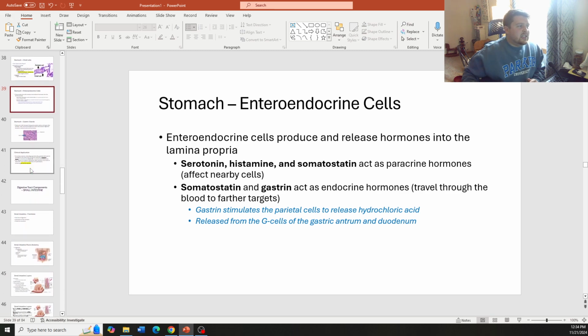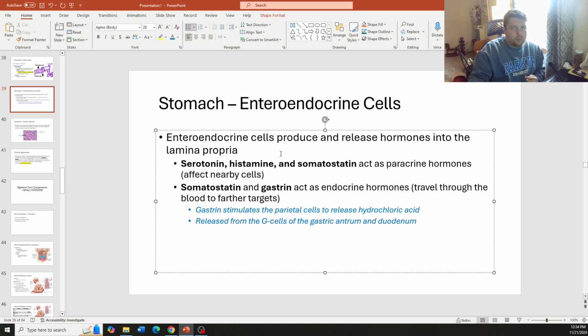Finally, we have enteroendocrine cells. Break this word down. Entero, meaning inside. Endocrine, we talk about the endocrine system. We're talking about hormones that go off and act on other stuff. So these cells produce and release hormones into the lamina propria.